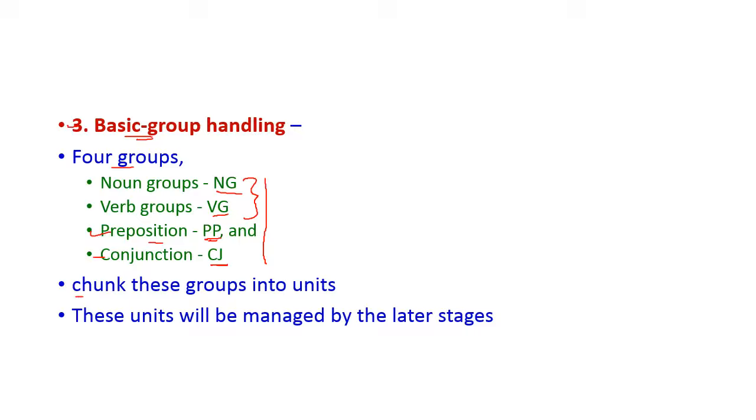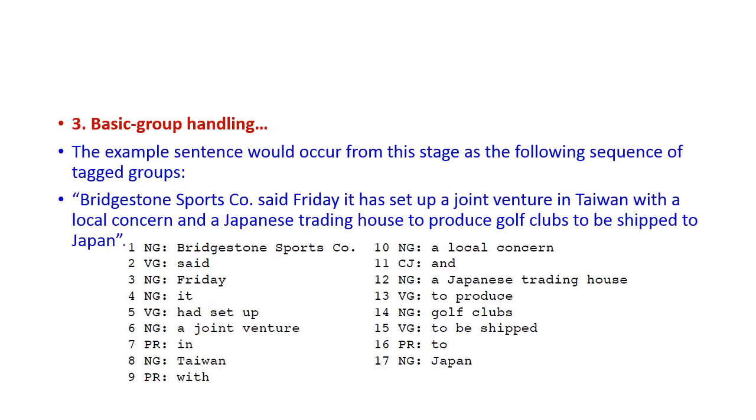Here the given text will be chunked into these groups as units, and the units will be merged. This is the given input string, and this input string will be divided into a sequence of tagged groups. As per our example we have 17 tagged groups. Here we can see all the groups: noun group, verb group, preposition and conjunction. According to this, the given string will be converted into different subgroups.